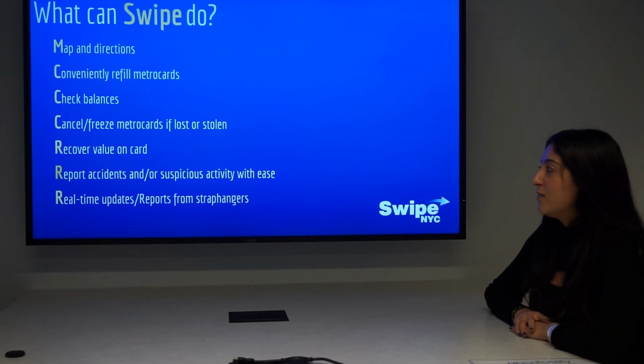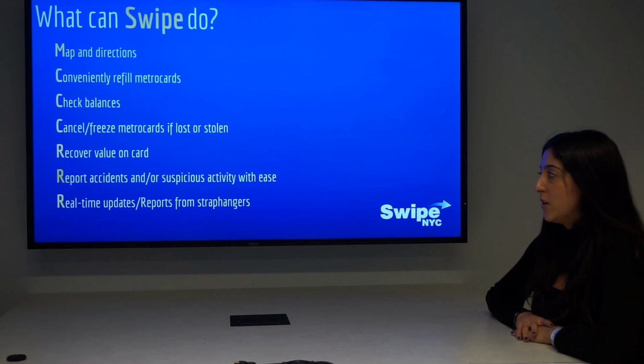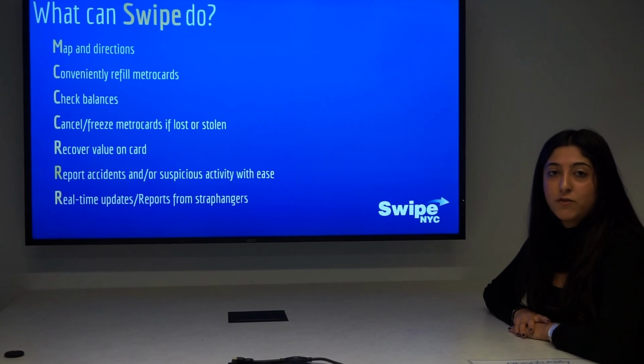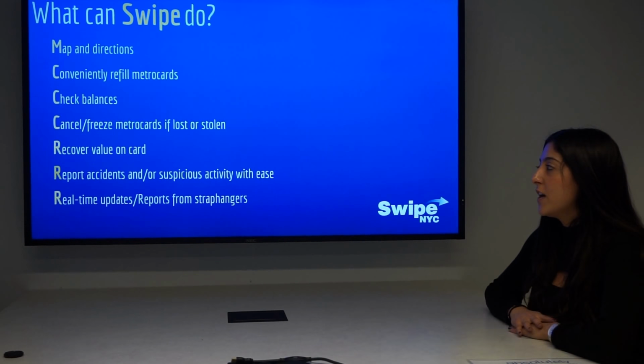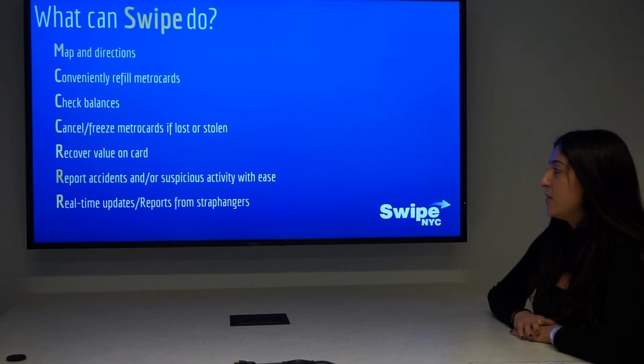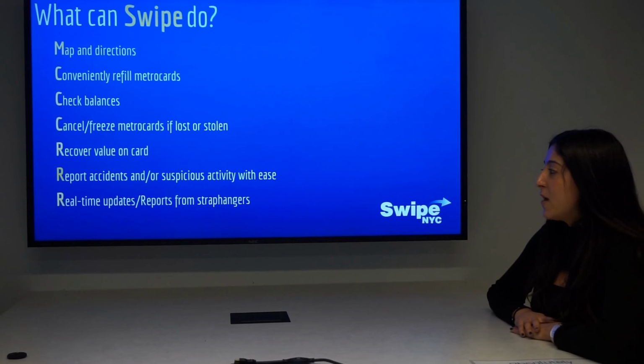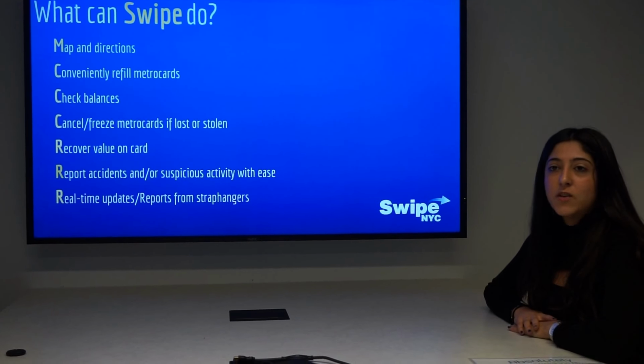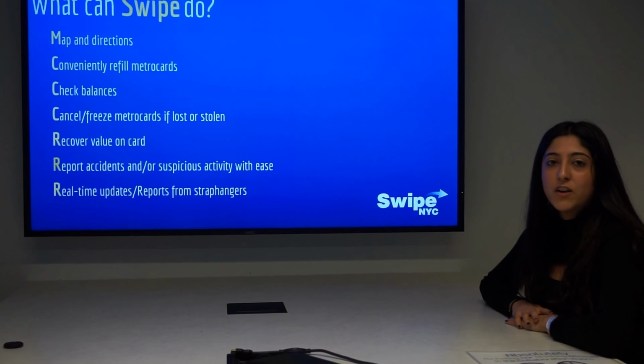You can also cancel and freeze Metro cards if they are lost or stolen, which is very convenient because then you can recover the value on your card if that's the case. You can also report accidents and or suspicious activity with ease. There are also real-time updates and reports from strap hangers so that you can just have the most convenient route and know exactly what to anticipate before you go on with your commuting experience.